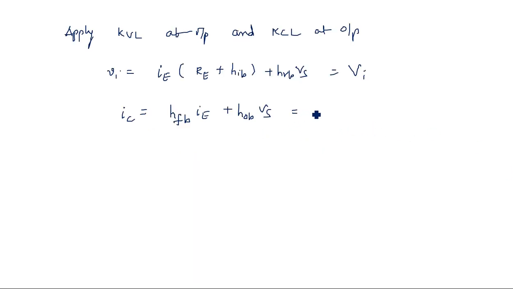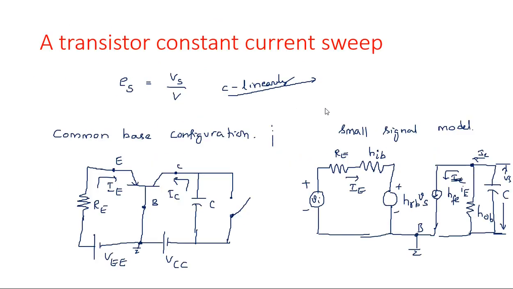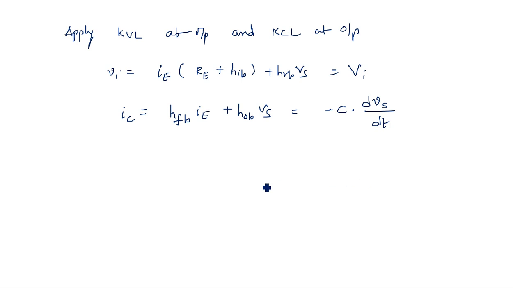and that we can also write as, across the capacitor, minus C into dVs by dt. This current IC is flowing in the reverse direction. See here, this is the current that enters this node. It is flowing in this direction, but Vs is shown plus minus like this. That's why when you write IC, it is in the reverse direction. So minus C into dVs by dt. Okay, so at t is equal to 0, Vs is equal to 0.